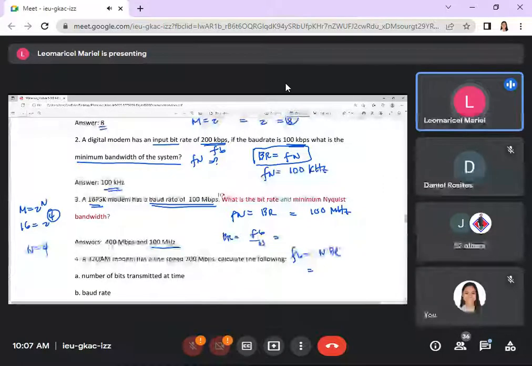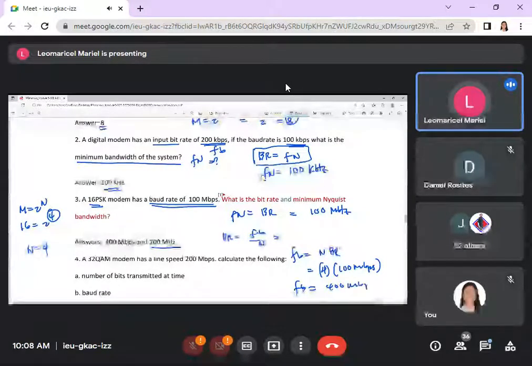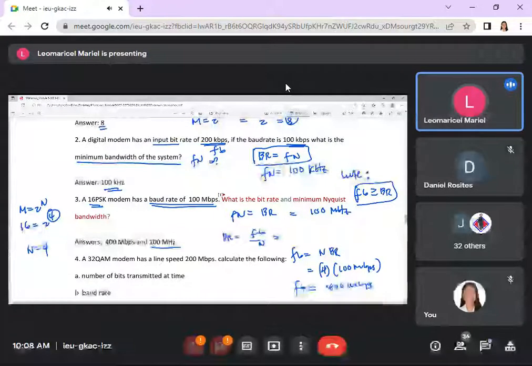So, that is equals to 4, your input bit rate from the M-ary coding, multiplied by the baud rate of 100 Mbps. Okay. So, the answer is equals to 400 Mbps. Always remember that your fb, note, palagi yan ha, your fb or the input bit rate must be greater than or equals to your baud rate. Posibleng mag-equal ang bit rate sa baud rate pero palaging mas malaki ang input bit rate kaysa sa baud rate.